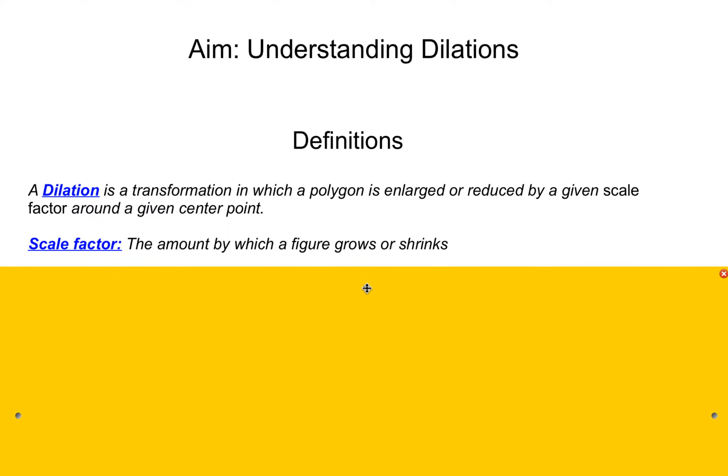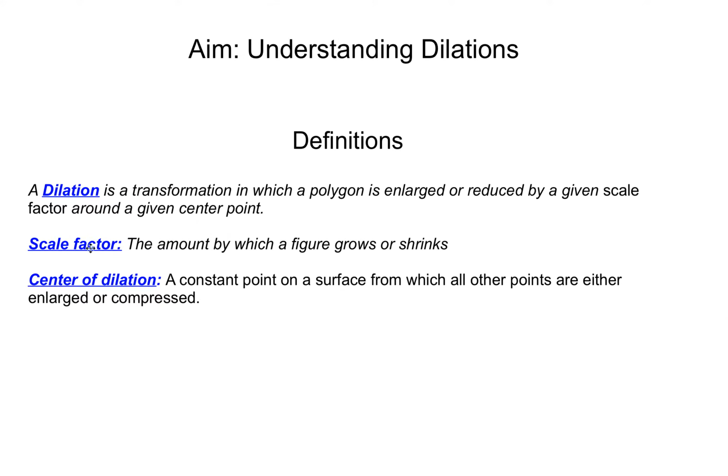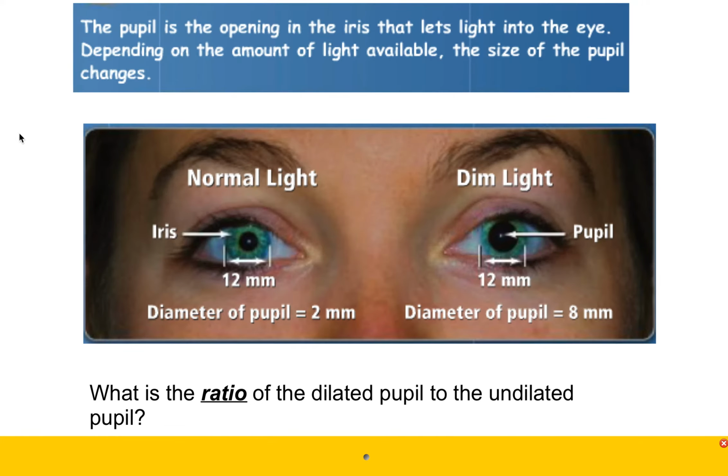The third term you need to have down in your notes is the center of dilation. This is a key component of dilations. So a center of dilation is a constant point on a surface from which all other points are either enlarged or compressed. So these three need to be in your notes, and each one of them, scale factor and center of dilation, will be clearer once we discuss them in more detail. Okay, so what type of dilations are you all familiar with?